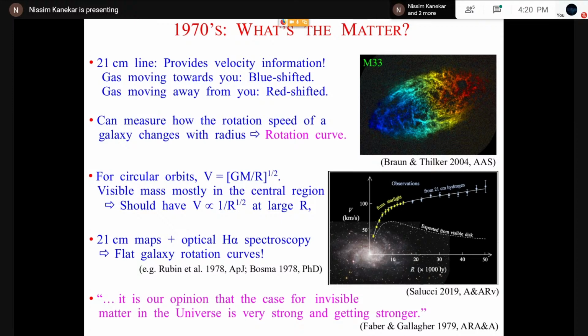And in a very nice Annual Reviews article by Sandy Faber and Jay Gallagher, they made this comment at the end of the paper that it is our opinion that the case for invisible matter in the universe is very strong and getting stronger. This is 1979, just after Vera Rubin and Bosma's seminal work in the late 70s. So that was the picture in the 70s. What is the matter and where is it? What matter are we talking about over here? And that's when things started getting very interesting.